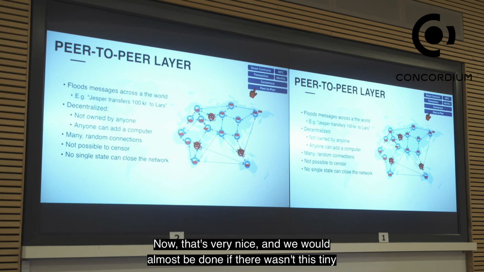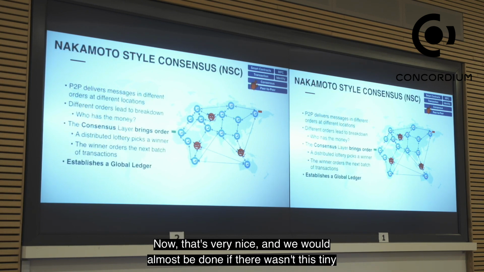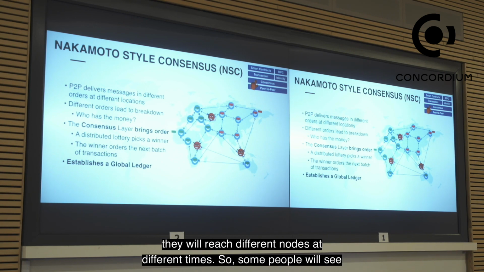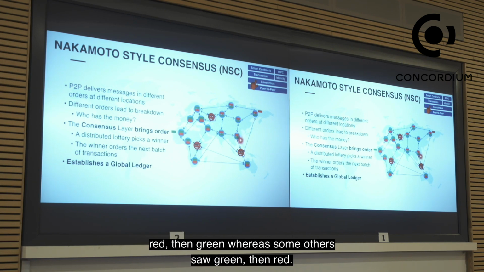Now, that's very nice, and we would almost be done if there wasn't this tiny problem that if you send two messages at the same time, they will reach different nodes at different times. So some people will see the red message there first, and some will see the green message here first. And that means as it spreads on, we'll have a situation where some saw red, then green, and some others saw green, then red. Right? This could be a problem.